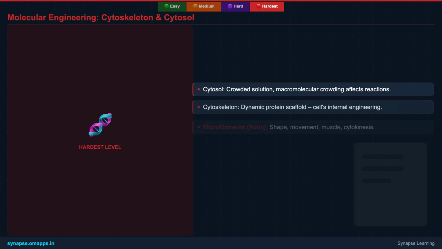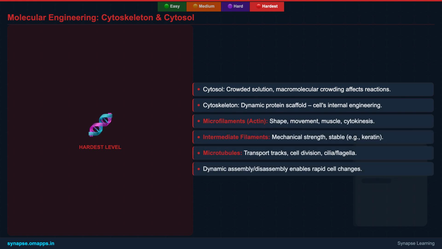At a molecular level, the cytosol is a highly concentrated, crowded environment, not just simple water. This macromolecular crowding significantly impacts biochemical reactions and protein folding. The cytoskeleton is the cell's internal engineering marvel, a dynamic network of protein filaments. Microfilaments, made of actin, are crucial for cell shape, movement, and muscle contraction. Intermediate filaments provide mechanical strength, resisting tension. Microtubules act as tracks for transporting organelles and are vital for cell division and forming cilia and flagella.